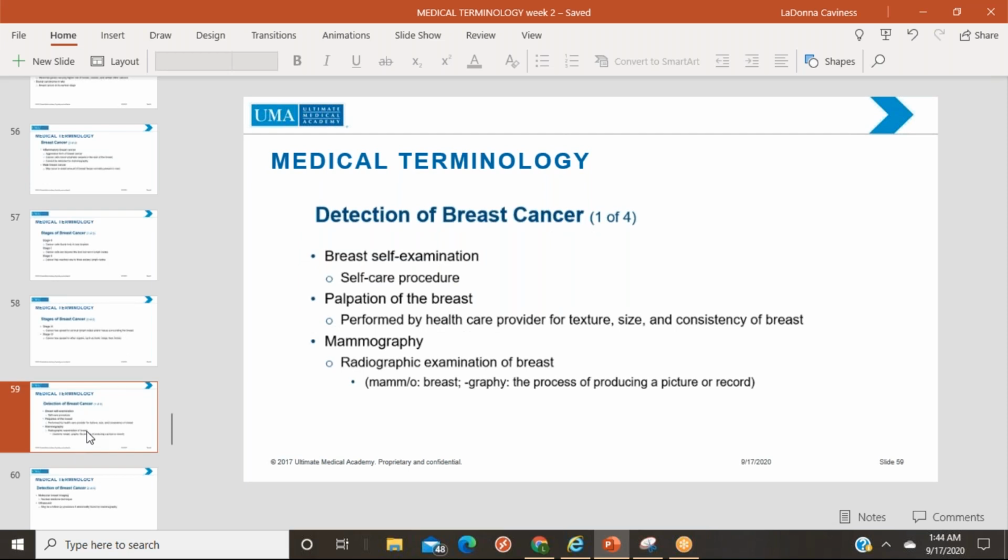Breast self-examination, a self-care procedure. Palpation of the breast is performed by a healthcare provider for texture, size, and consistency of the breast. Mammography is a radiographic examination of the breast. Break the medical term mammography down: mammo, which means breast, and graphy, the process of producing a picture or record.